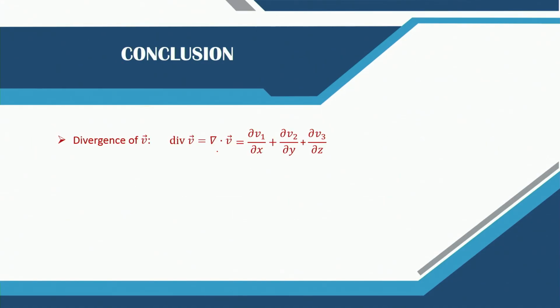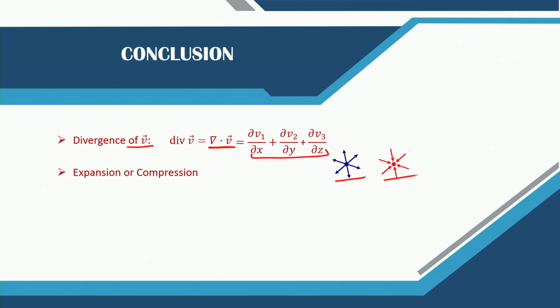And to conclude, we have learned that the divergence of a vector field v is given by this dot product, or finally this is just the sum of these partial derivatives. We have also seen that the physical interpretation tells us the tendency of the vector field to expand or to compress, which is visualized here.